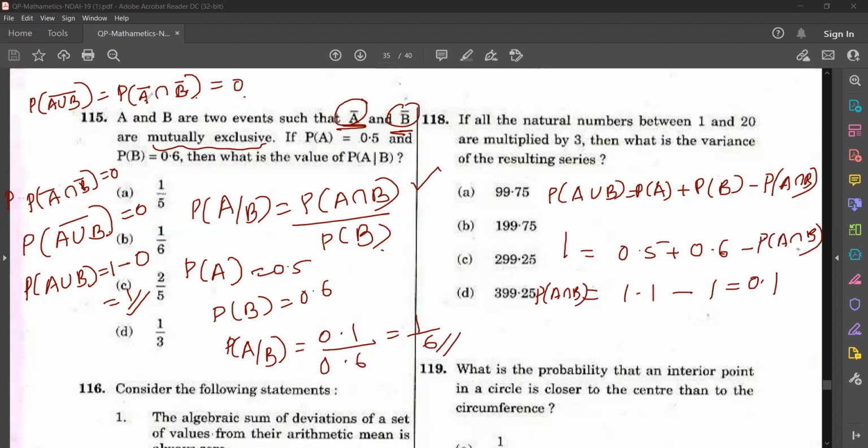So the intersection of A bar and B bar means the union's whole complement. So the union's whole complement is 0, so the union will become 1 minus 0, that is 1. Now, having got that, we have a direct formula: P of A union B is equal to P of A plus P of B minus P of A intersection B. So that is the answer. Here the answer is 1 by 6. Option B is the correct answer. 1 by 6 is the correct answer.